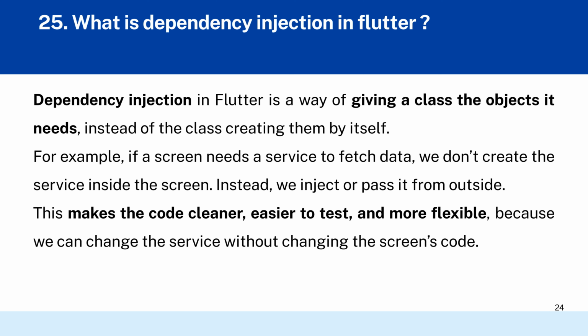What is dependency injection in Flutter? Dependency injection in Flutter is a way of giving a class the objects it needs, instead of the class creating them by itself. For example, if a screen needs a service to fetch data, we don't create the service inside the screen. Instead, we inject or pass it from outside. This makes the code cleaner, easier to test, and more flexible, because we can change the service without changing the screen's code.